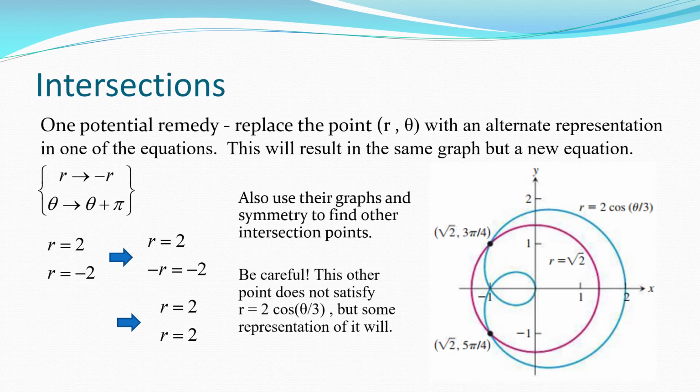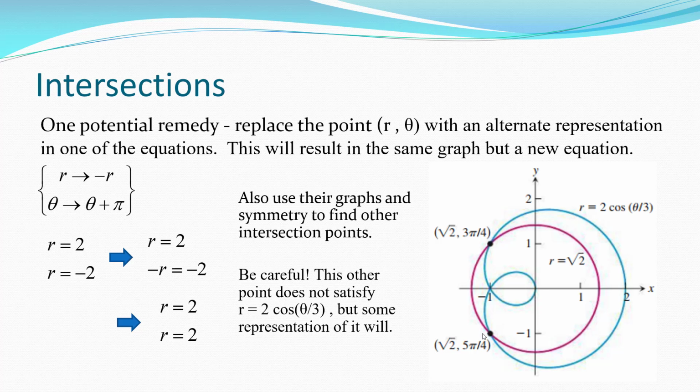You can also use the graphs and symmetry to find other intersection points. So if you look at the graph of r equals the square root of 2 and r equals 2 times the cosine of pi over 3, if you just set the r values equal to each other and solve that equation, you'll get one solution at least. That's where theta would be 3 pi over 4, which means you would get this point of intersection. But you actually won't ever get that one by just setting them equal to each other.